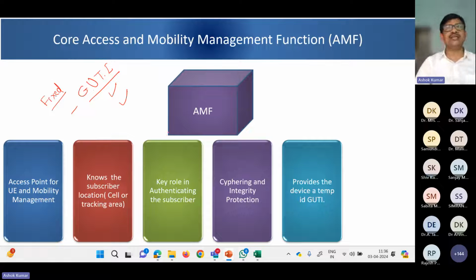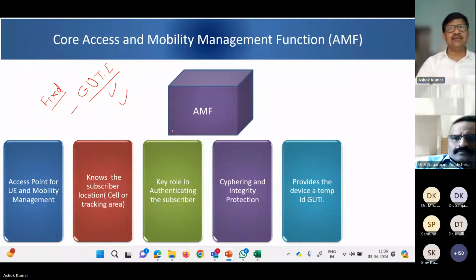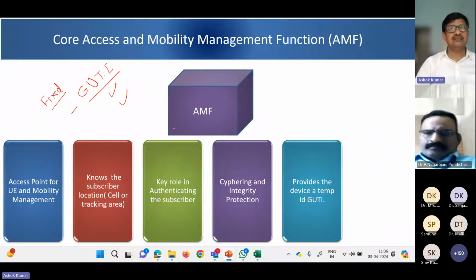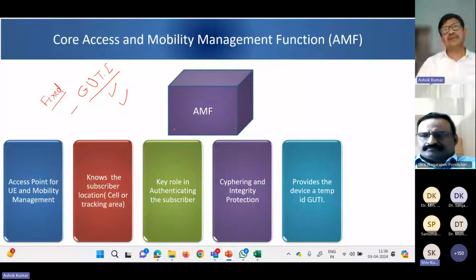So privacy comes here, that the identity of the UE is maintained by first using the encrypted version of IMSI onto the air interface, and that too only once while the UE is switched on, and later on UE uses GUTI to identify itself, which is provided by AMF.